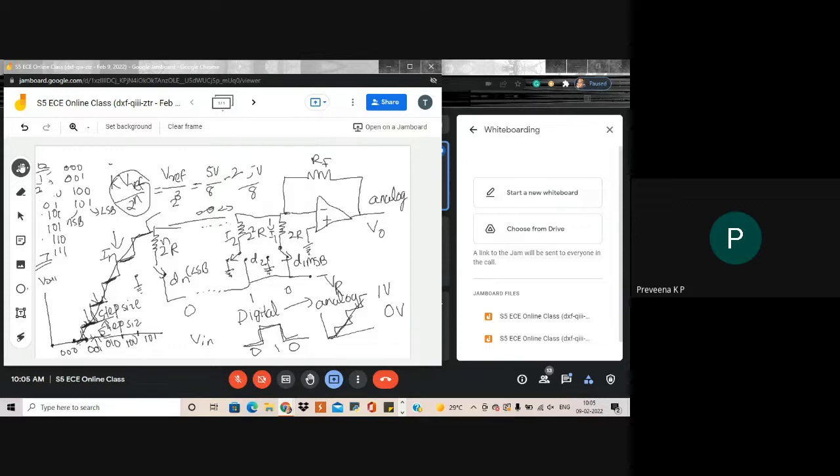Yesterday's class we have discussed the output voltage equation. What is the equation? V out equal to K into VFS. You might have written in your notebook V out equal to K into VFS into D1 2⁻¹ plus D2 2⁻² plus etc. plus Dn 2⁻ⁿ. That is our equation. So we can simply consider this circuit and write the same equation.